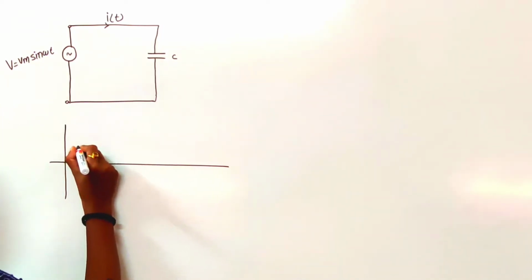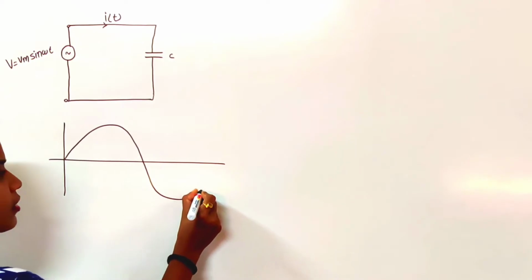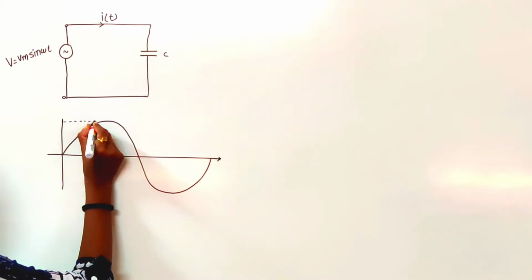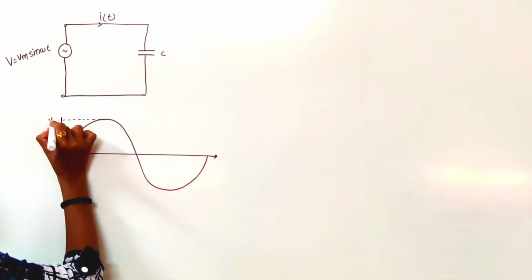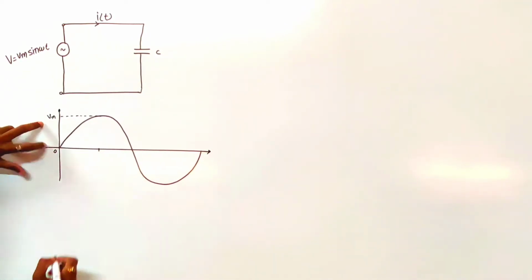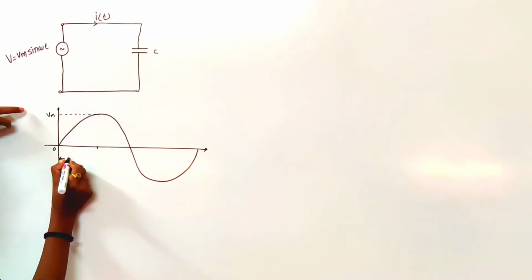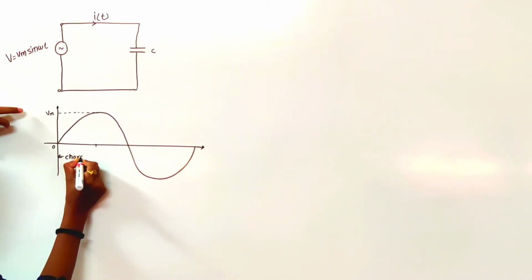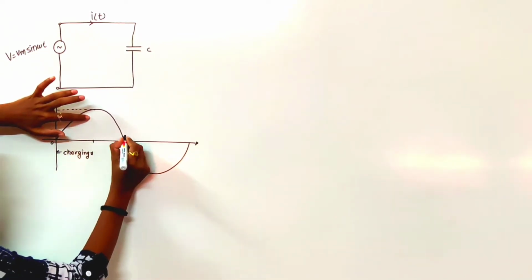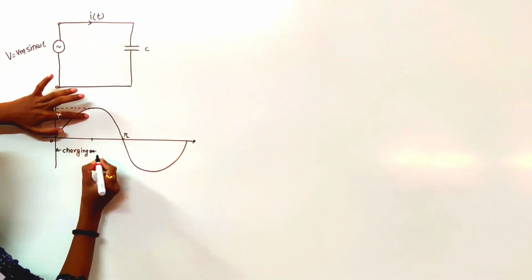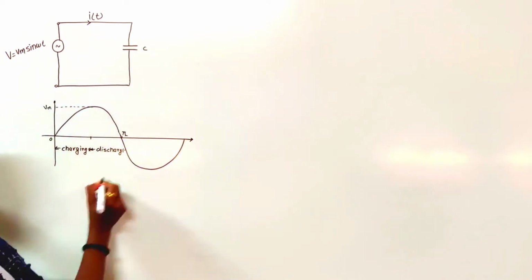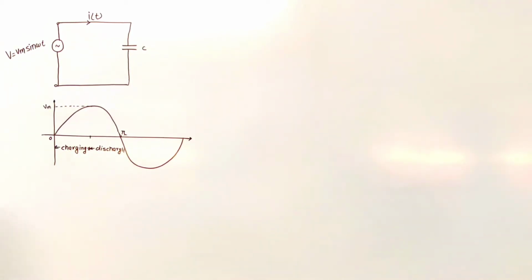When alternating current flows through a capacitor, this is one cycle. If this is the waveform for voltage, then from 0 up to Vm the capacitor gets charged. So this is the charging period of the capacitor, and from Vm to pi the capacitor starts to discharge. So this is the discharging period from Vm to pi.